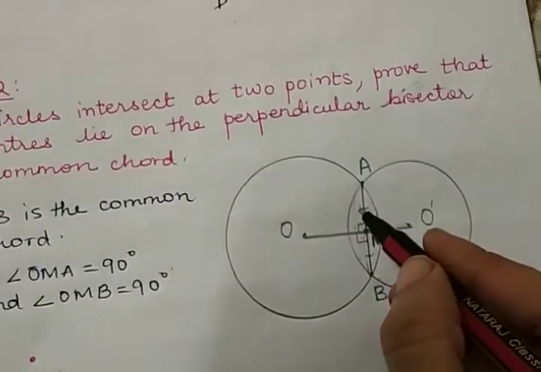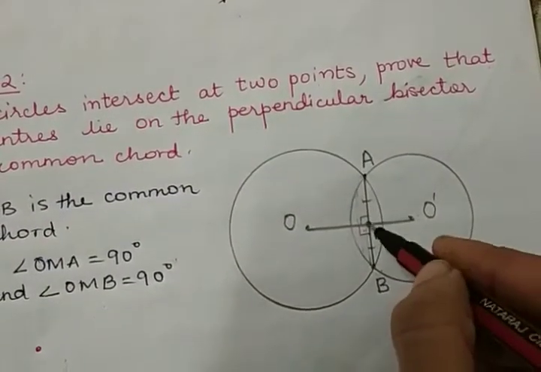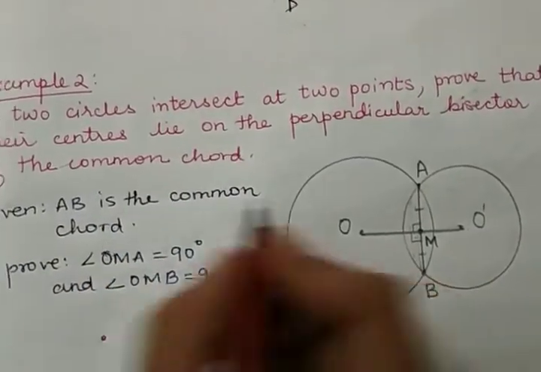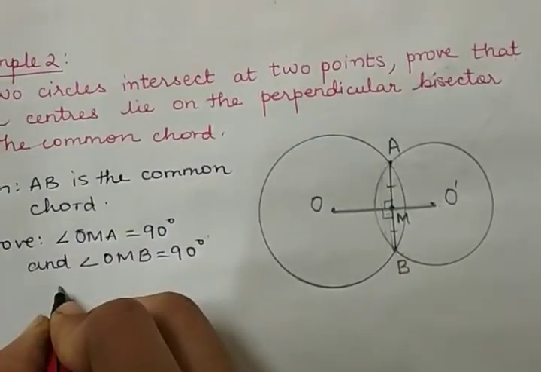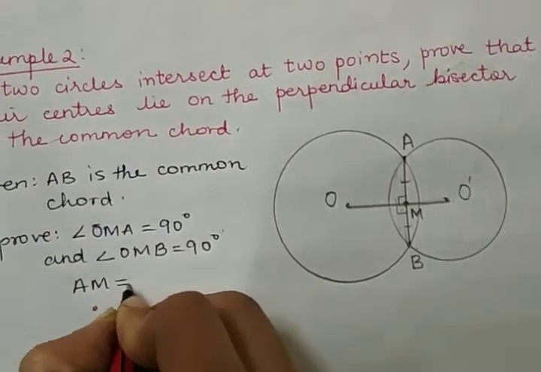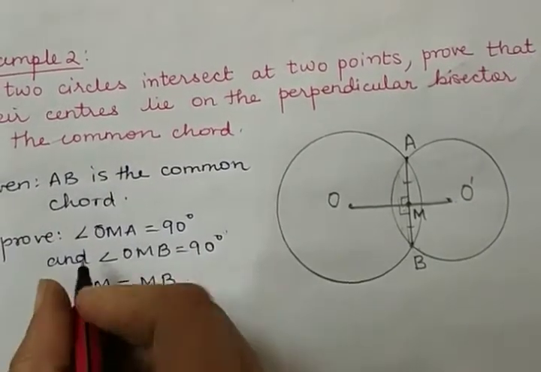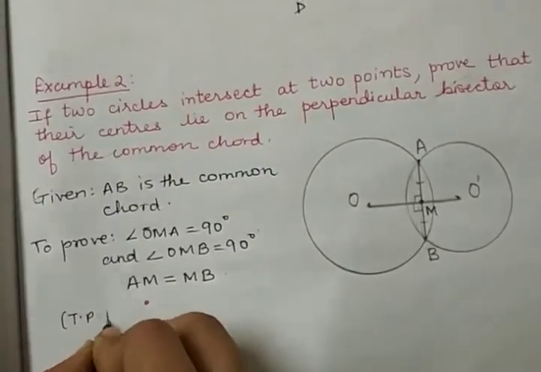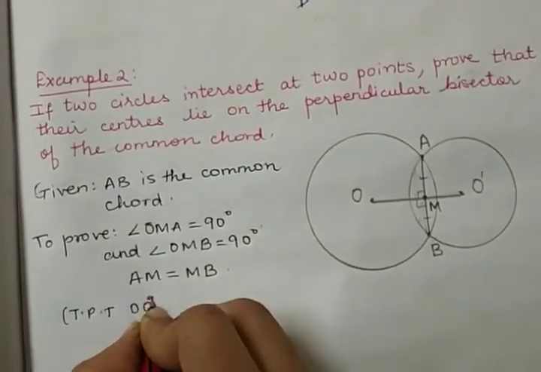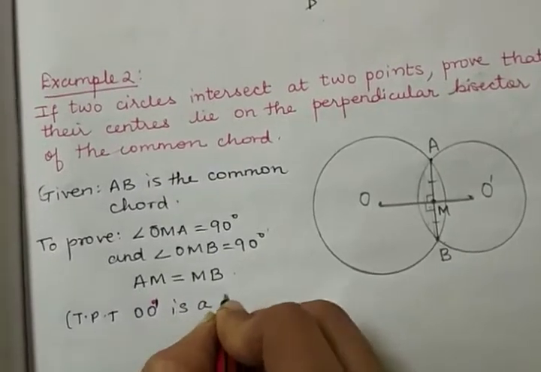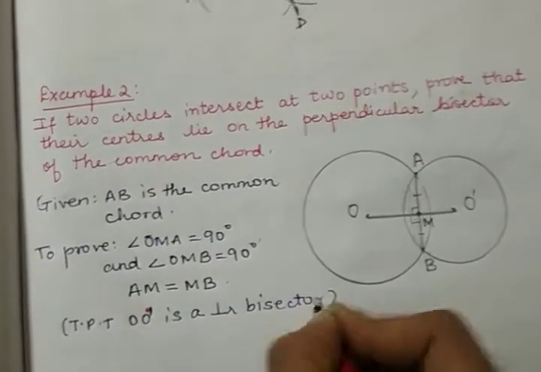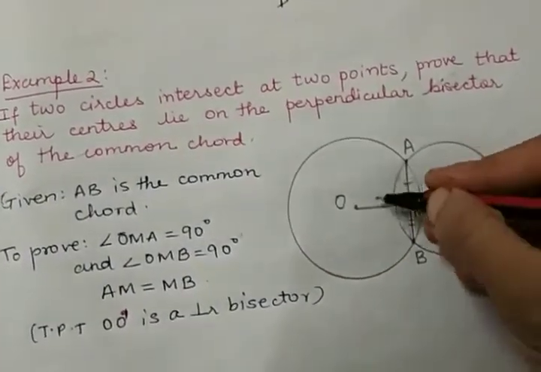What else do I have to show? I have to show AM is equal to MB because it is a perpendicular bisector. That is what I have to prove. I have to prove that AM is equal to MB. If I prove this, it means this proves that OO dash is a perpendicular bisector.